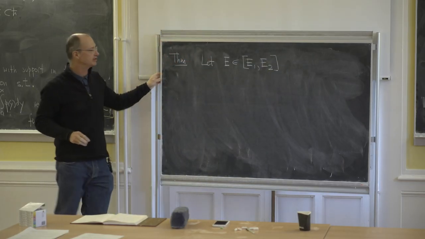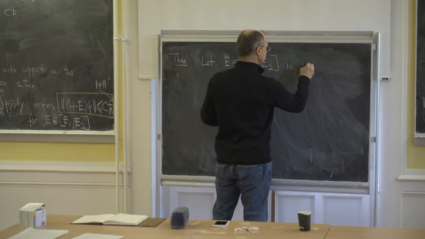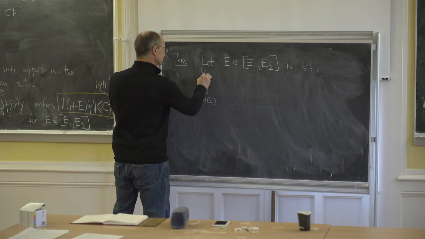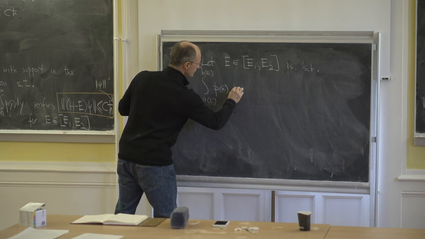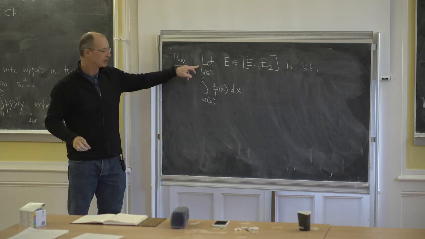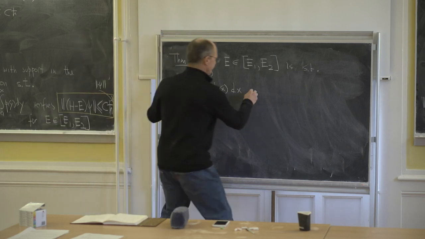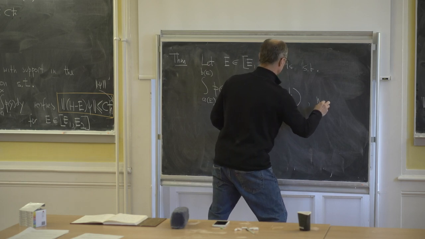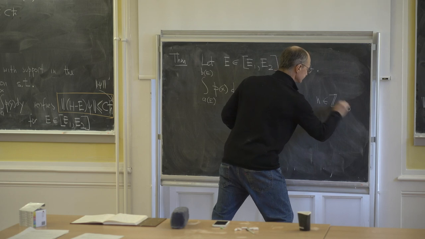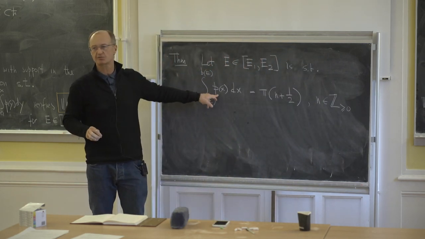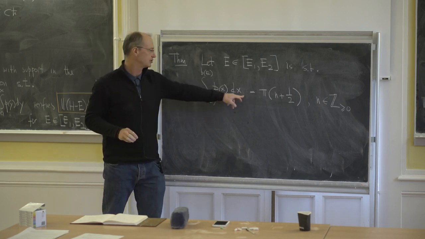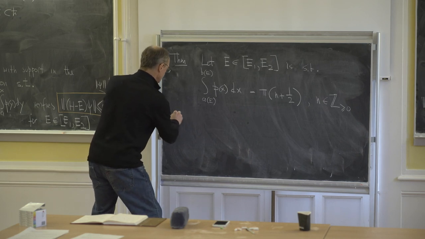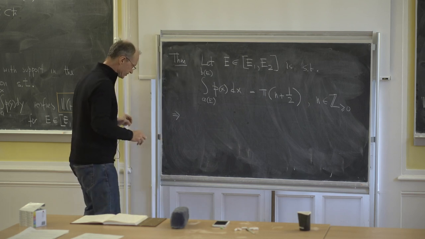Suppose that the energy E in the window E1 and E2 is such that the integral of p(x) dx along the allowed region, from turning point to turning point, is equal to pi times (n plus 1/2), for n a non-negative integer. I choose the branch of the square root such that this is positive, so this cannot be negative. Yeah, I would have to add something before.